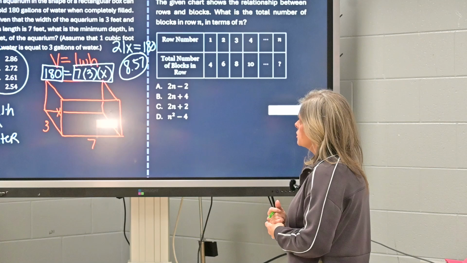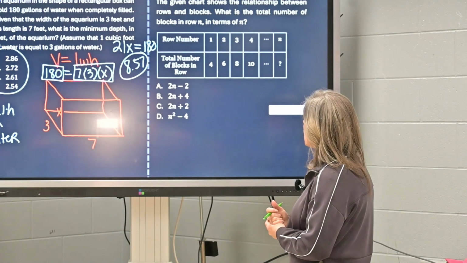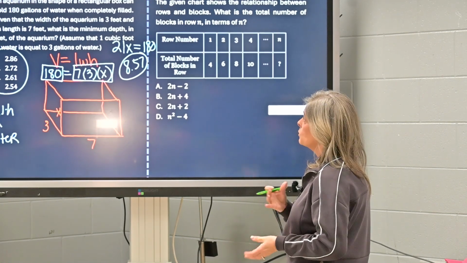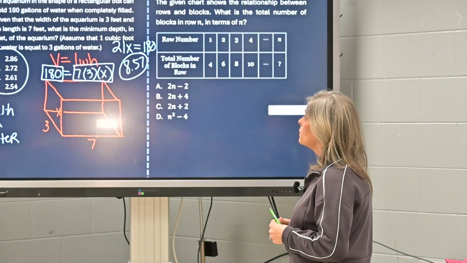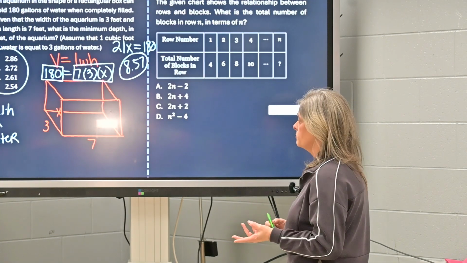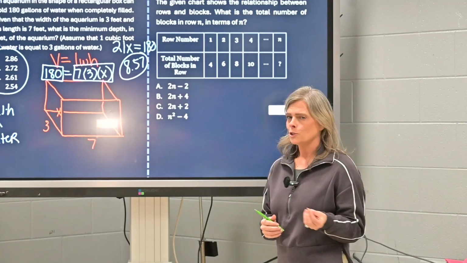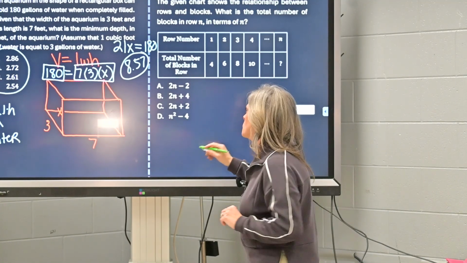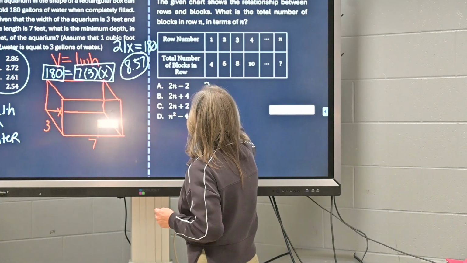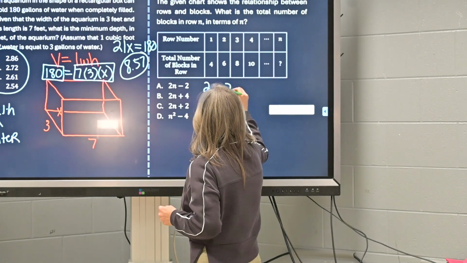Okay, let's go ahead and move on to this next one. So this is a question. It says, given the chart below, it shows a relationship between rows and blocks. What is the total number of blocks in row in terms of n? Okay, so what you're gonna do for this problem is you're actually gonna use each of your answers, okay? So this is how I would do it. I would write each one across the top.